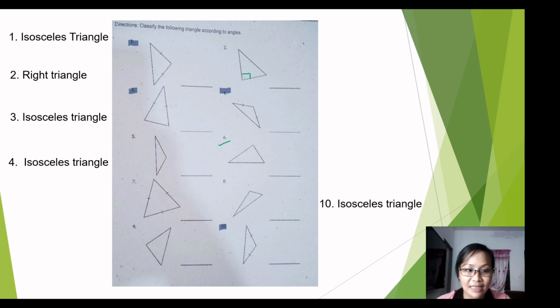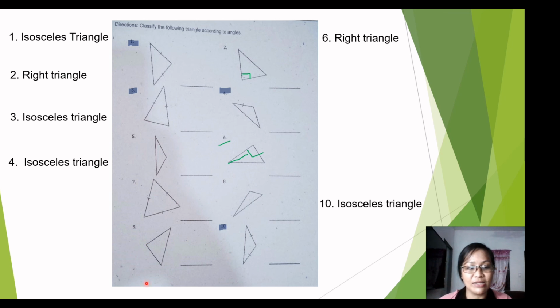Number 6, this line is perpendicular with this line. I'll repeat. This line is perpendicular with this line. If they are perpendicular, it forms 90 degrees here. Therefore, number 6 is a right triangle.